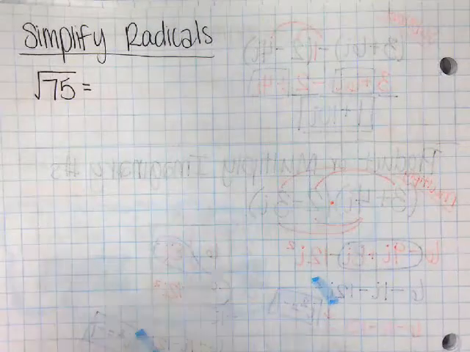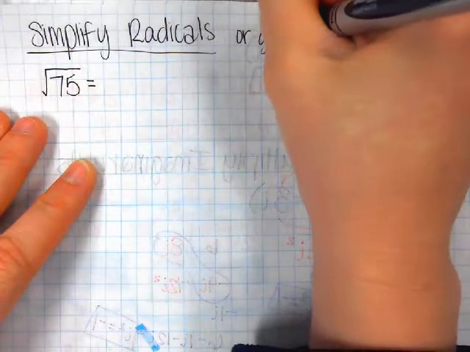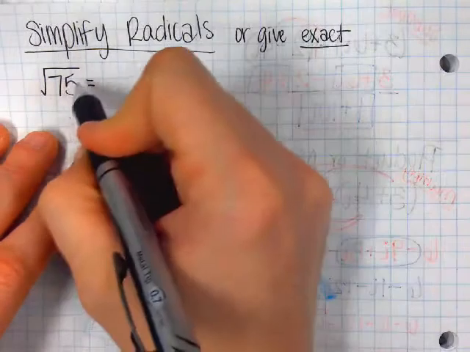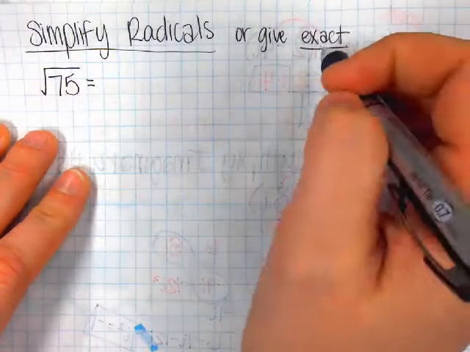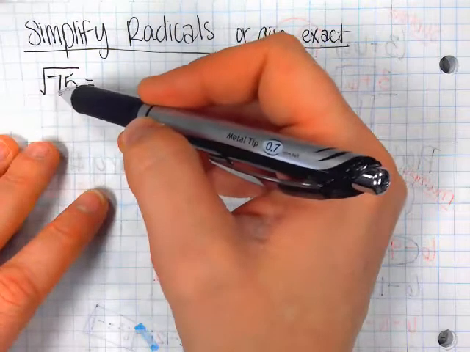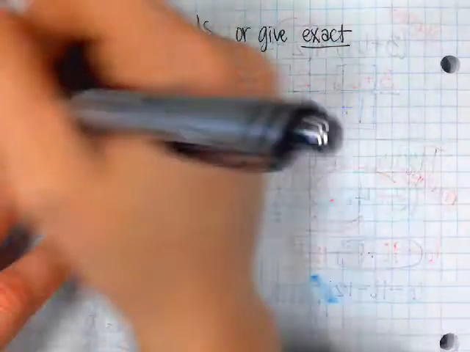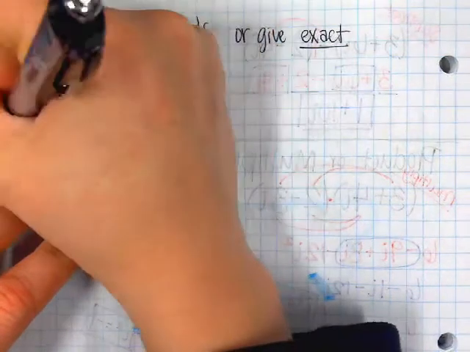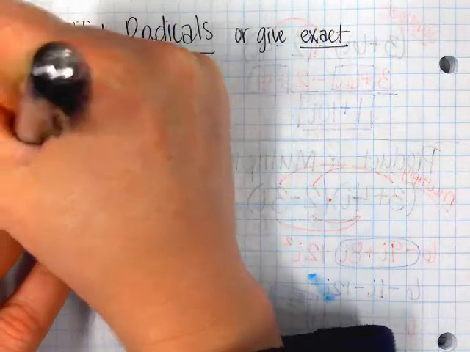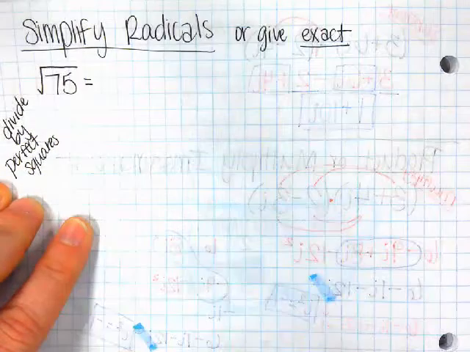Anytime it says simplify or give exact, exact means do not just round this to a decimal. If it tells you to give the exact answer, then you're going to have to simplify it without just rounding it. So the first way to do this is to divide by perfect squares.